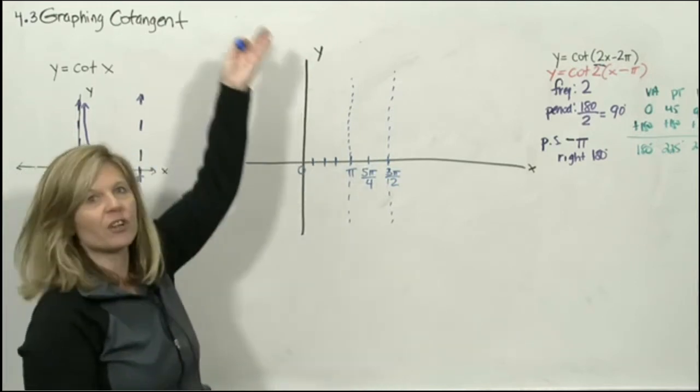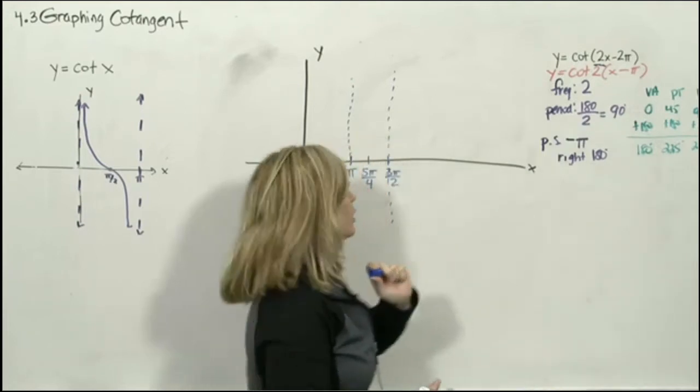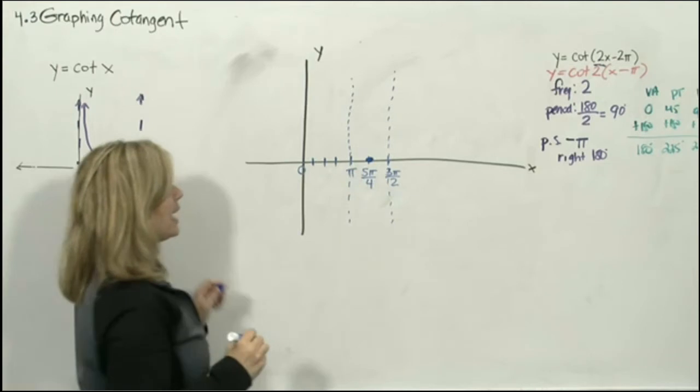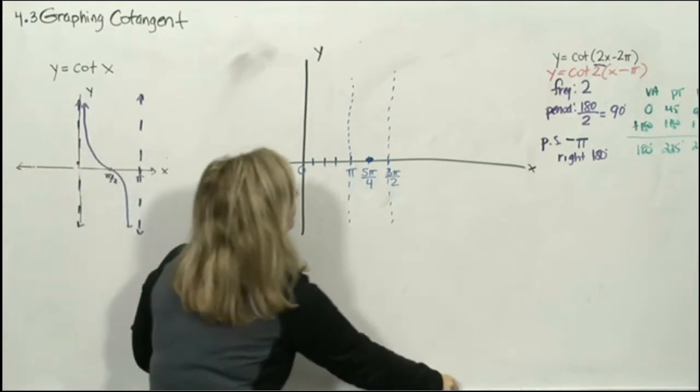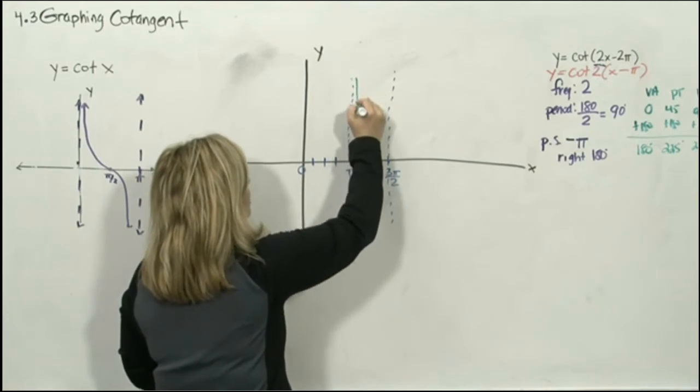We had no shifting up or down. There's no number being added or subtracted to the whole trig function. So we now know at 225 the point sits on the x-axis. We know because it's cotangent, it starts at the left and goes down. It's decreasing.